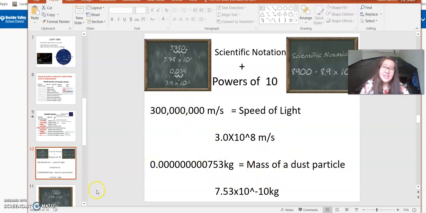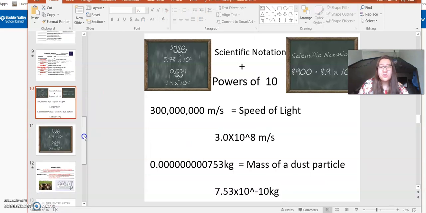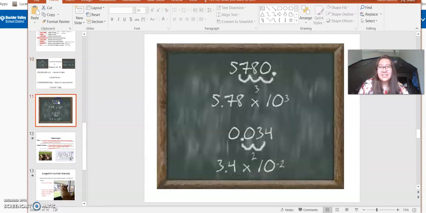Like the mass of a dust particle, it's 0.00000000753 kilograms. So that's a 7 with 9 zeros in front. We could certainly say that is the mass of a dust particle, or we could shorten it and say it's 7.53 times 10 to the negative 10th kilograms. It's a lot easier for us to be able to do problems with and understand.